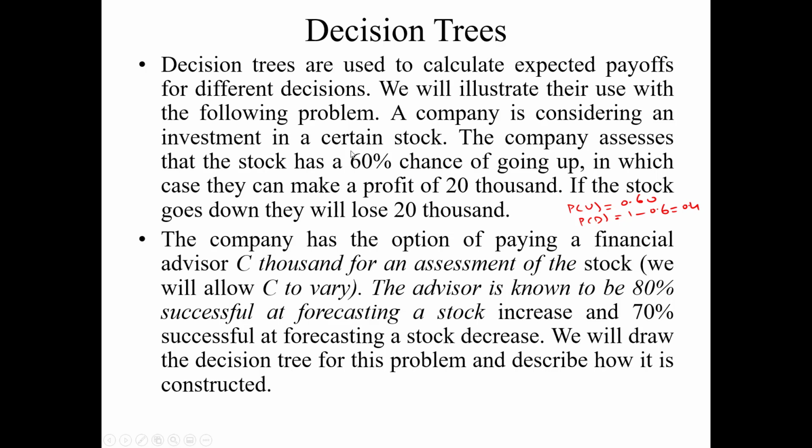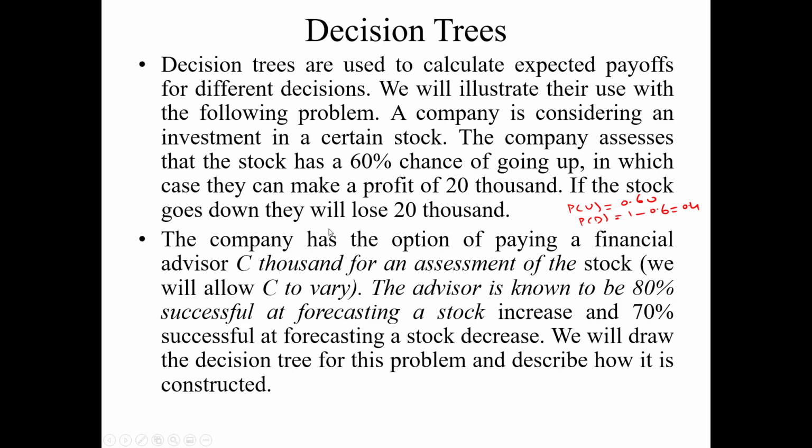So now this is very clear from the statement that they want to invest in a specific stock. There is a chance of 60% that it will be going up, and there is a chance of 40%, because 1 minus 60, so 40% chance that it will be going down. Now if the stock goes up, there is a chance that they can earn a profit of 20,000. If it is going down, then they will lose 20,000.